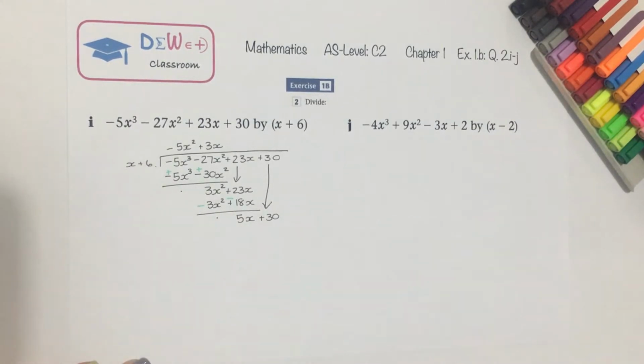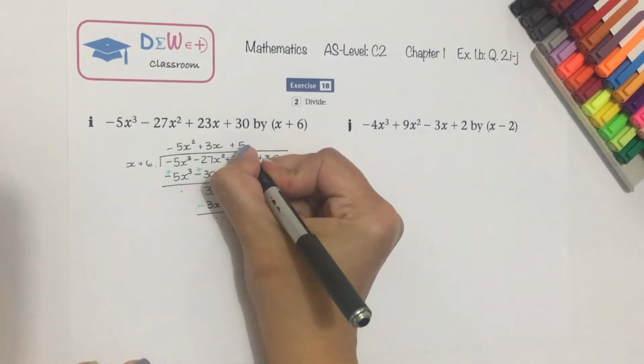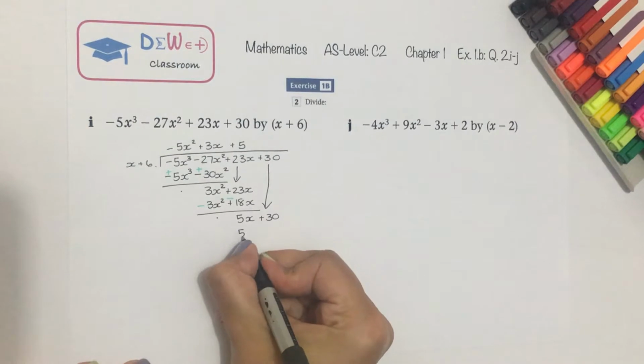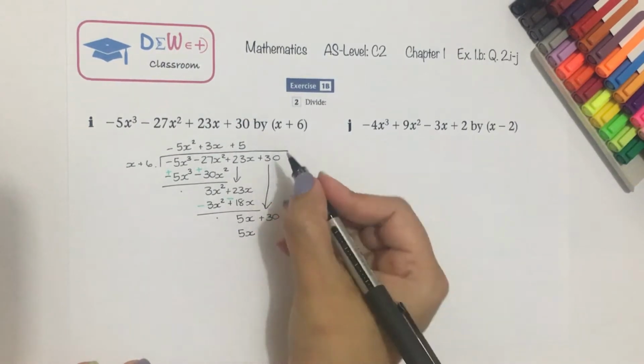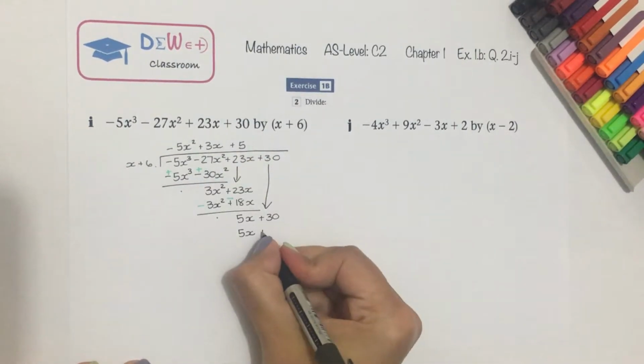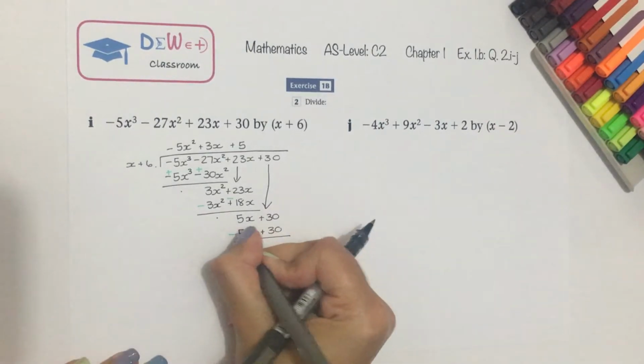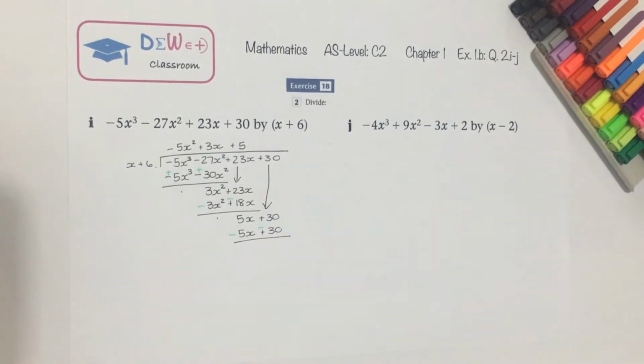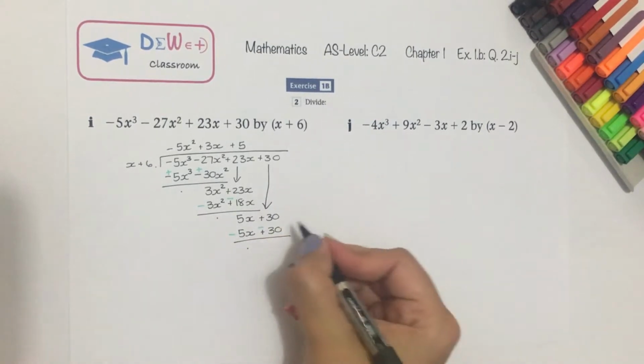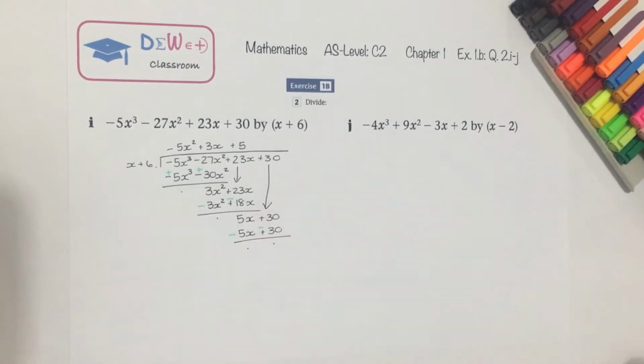5x divided by x is 5. 5 times x is 5x. And 5 times 6 is 30. We need to subtract them from one another, so we change the signs. And 5x minus 5x is 0. 30 minus 30 is 0.